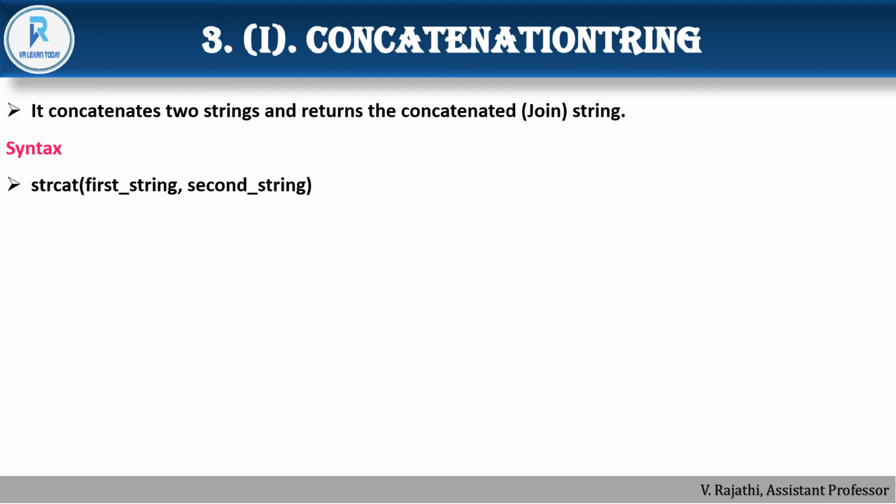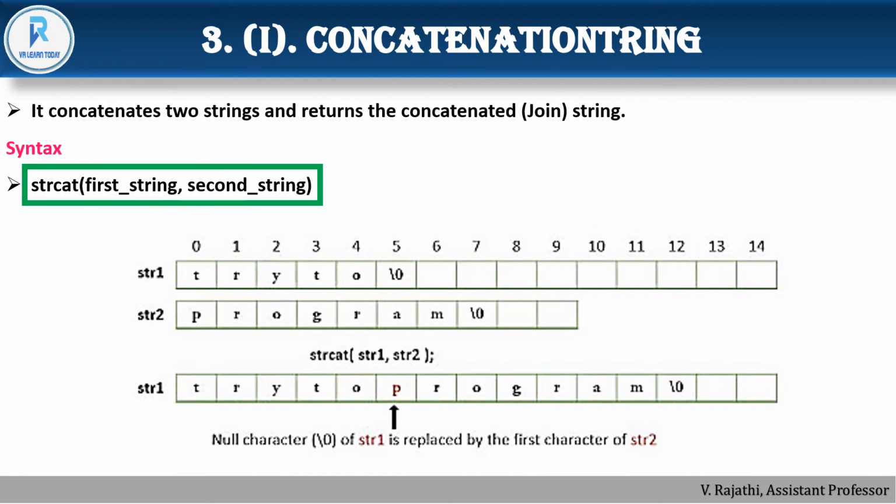So next is concatenation. It concatenates two strings and returns the concatenated string. Concatenate means joining. This is the syntax: strcat, first string comma second string. So this is the example. In the first string, if I am giving "try to", we know it's already ended with the slash 0, the null character, and in string 2 we are giving "program". So if I concatenate these two strings, the result will be "try to program".